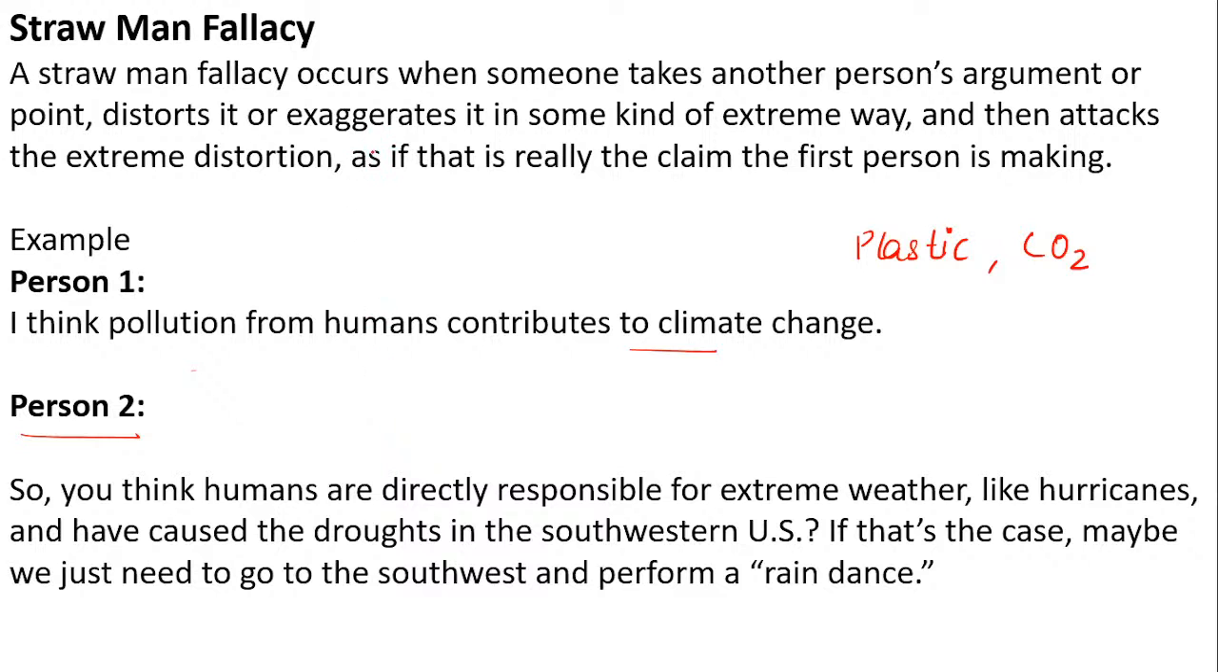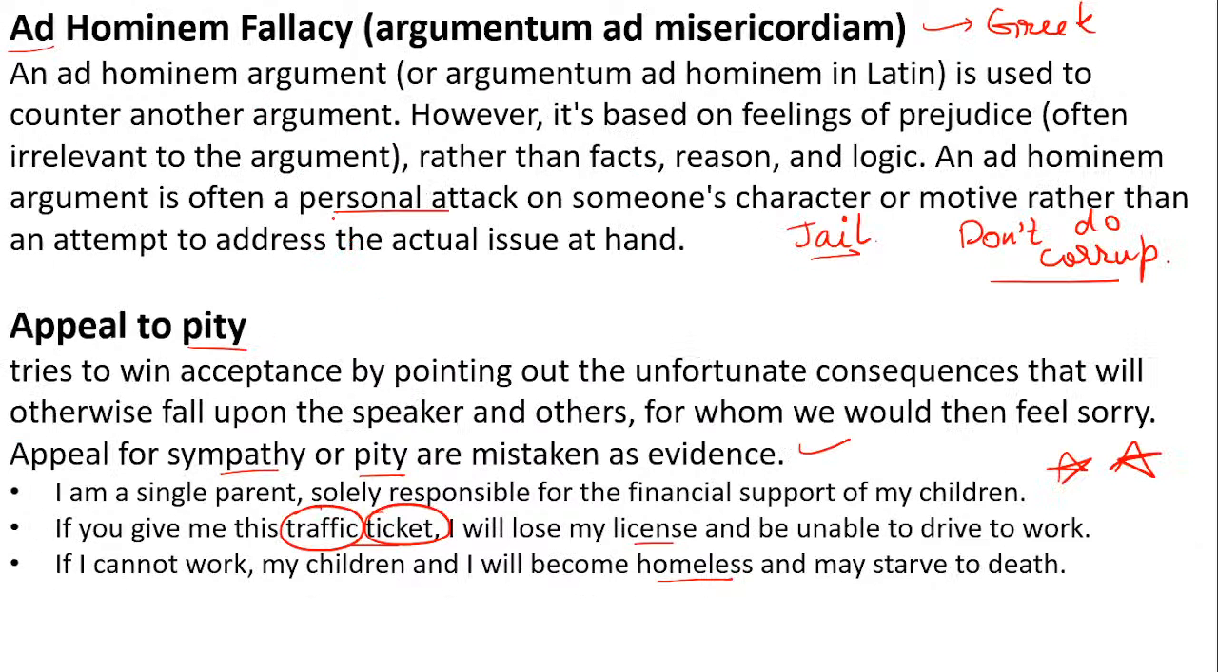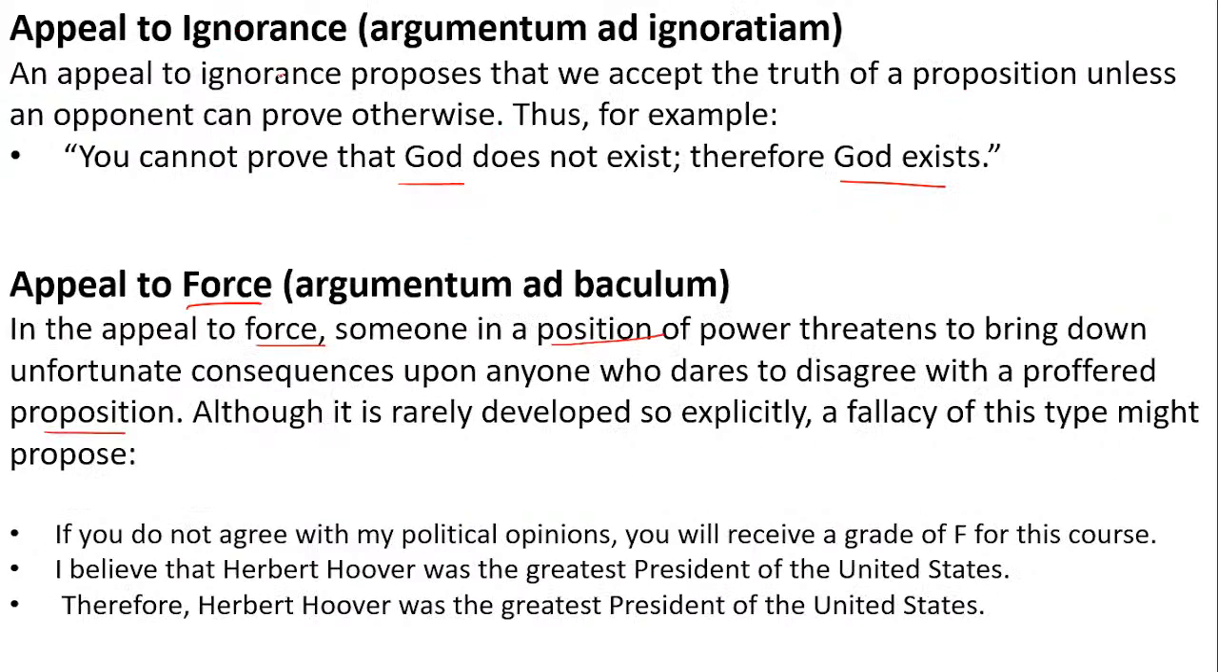Then the fallacy of accident, when we were not looking at exceptions. Strawman fallacy, when we were exaggerating the other person's point of view. Ad hominem fallacy, when we are attacking the other person's character. Appeal to pity is when we are trying to take sympathy or pity from the other person. Then we saw appeal to ignorance. Appeal to ignorance is when, if something is not proven, we take the opposite view of it.